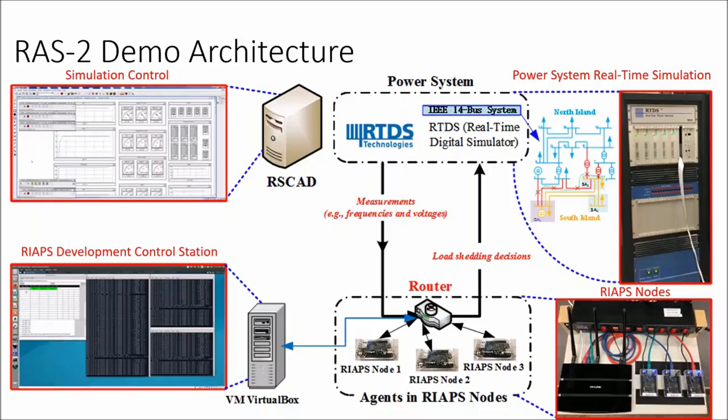The test platform for real-time simulation is shown. The real-time power system simulation is conducted in RTDS, which connects with 3 RIAPS nodes through the router. Simulation control is achieved by RSCOD. RIAPS Development Control Station is running in the VM VirtualBox.